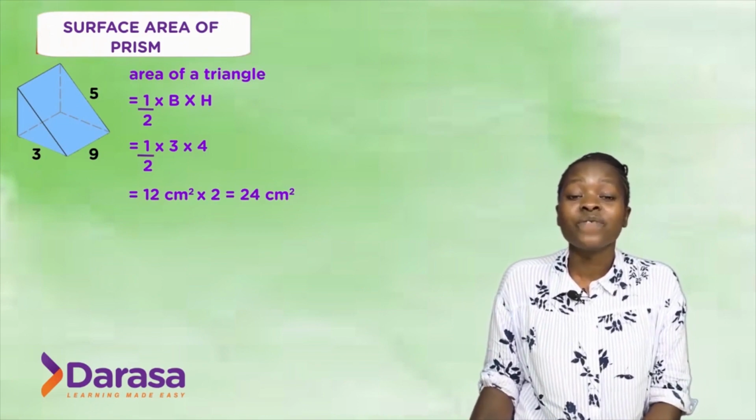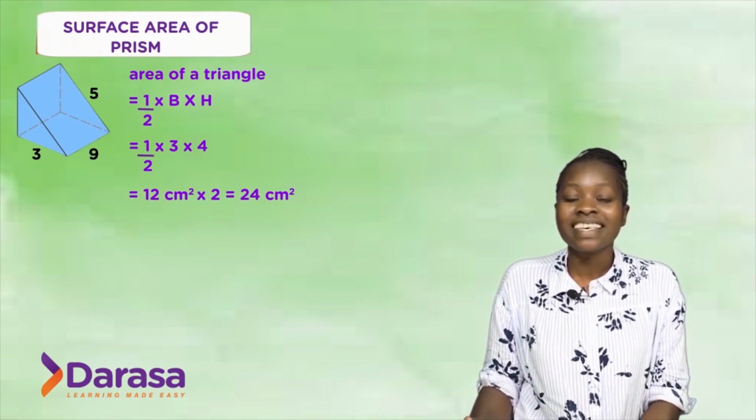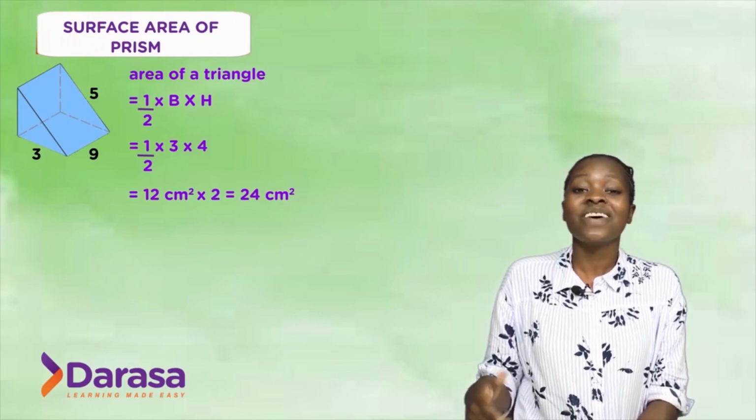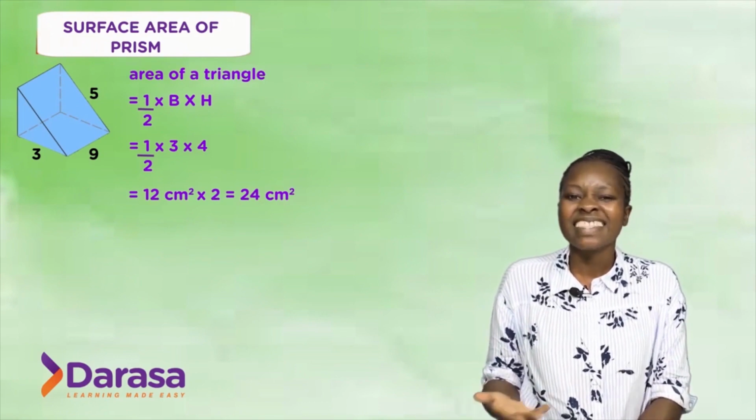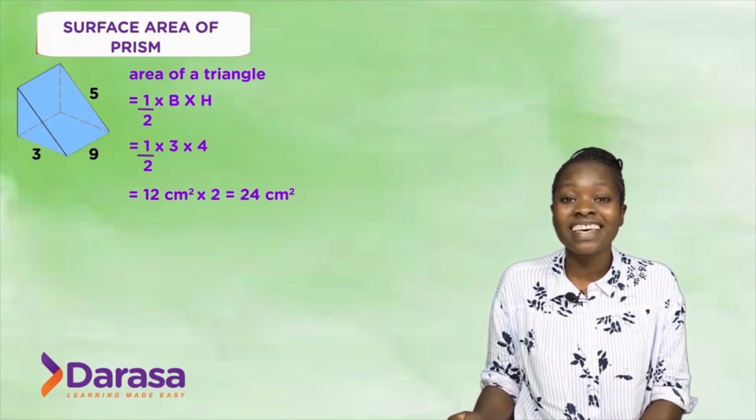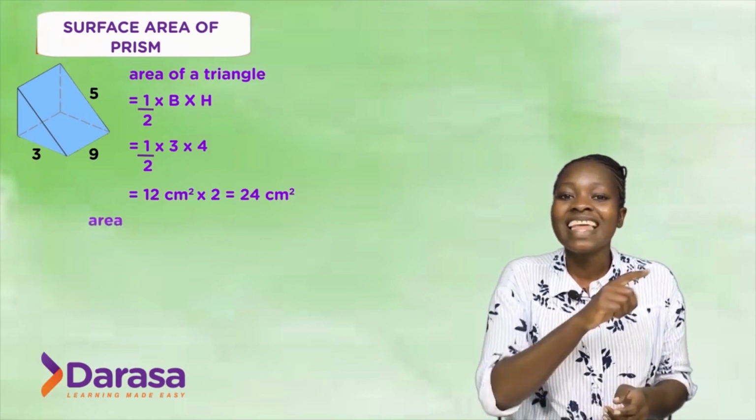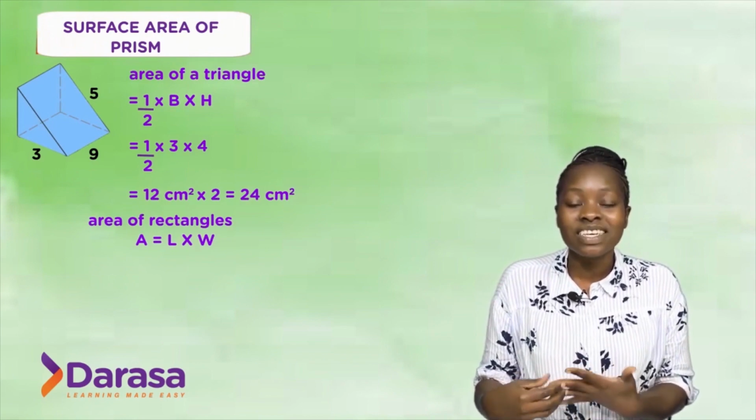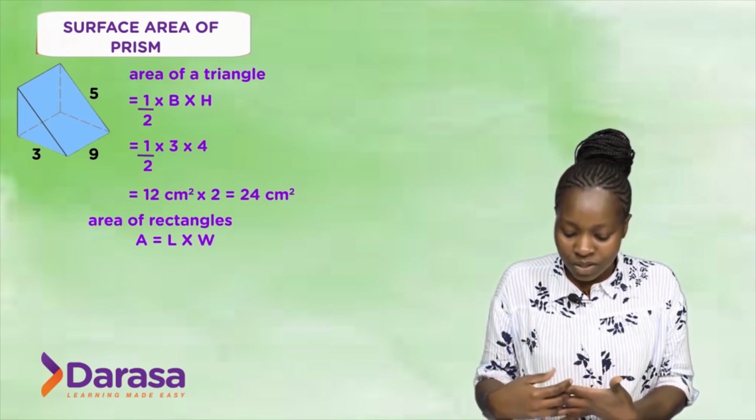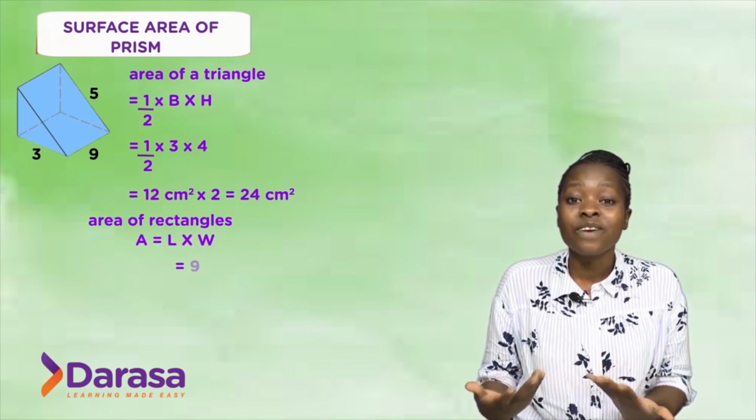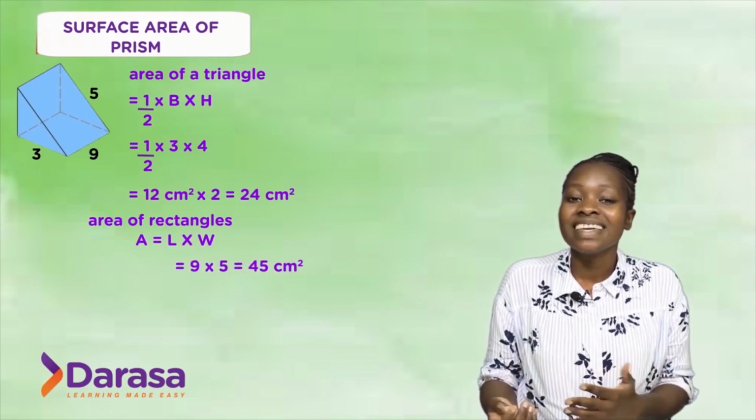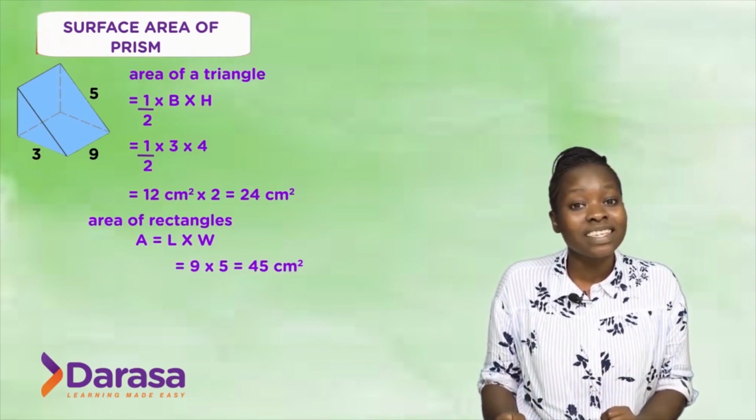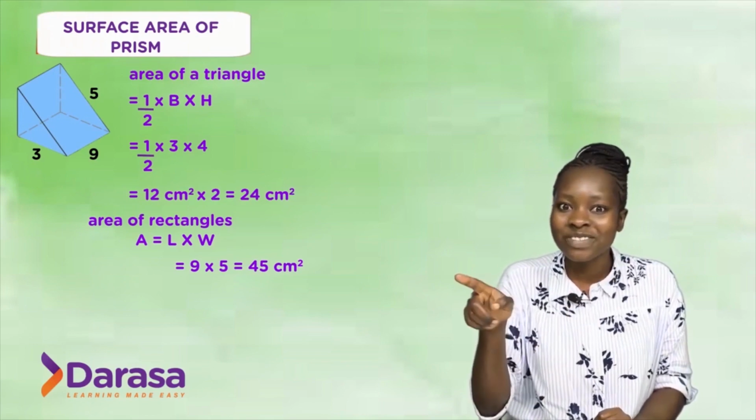Then now we have 3 remaining sides. And what's interesting about our 3 remaining sides is that they are rectangles. And to find the area of rectangles, we usually use length times width. Now, checking our first rectangle, we're going to take 9 times 5. Its length is 9, its width is 5. 9 times 5 will give us 45.